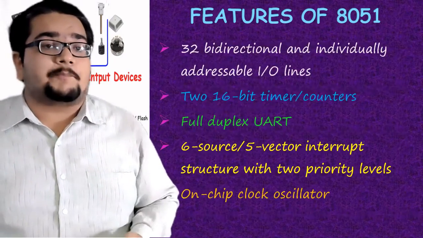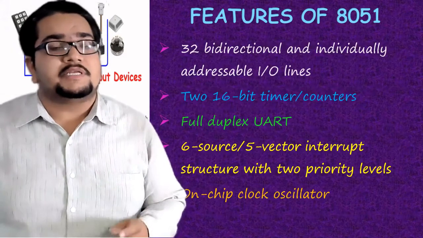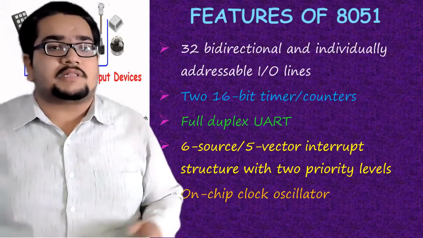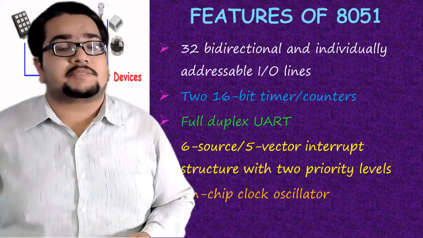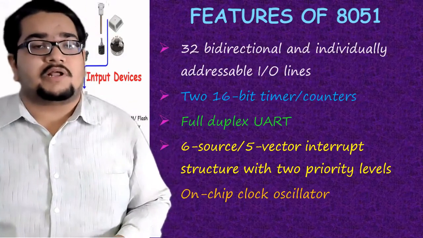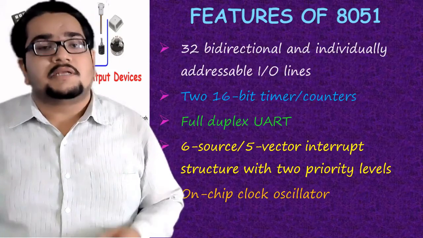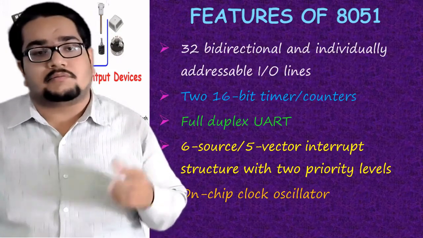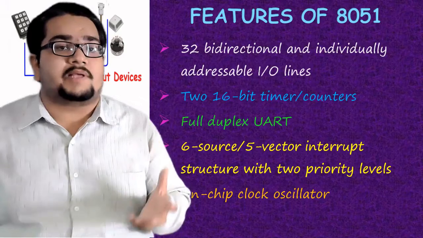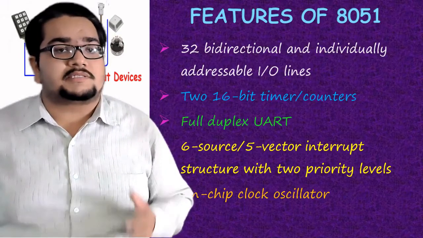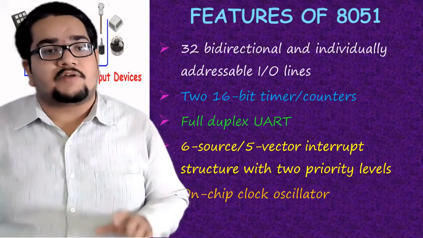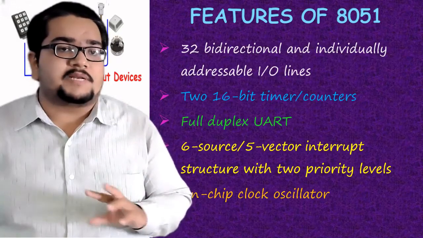And as I talked about the IO ports, it has 4 IO ports, each one having 8 lines, so a total of 32 bidirectional and individually addressable IO lines are there on this particular 8051. There are two 16-bit timer counter registers. They are named timer counter. You can use them as a timer or you can use them as a counter. The names of the registers are timer 0 and timer 1. In 8051, we have 2 of them, each one of 16-bit size.